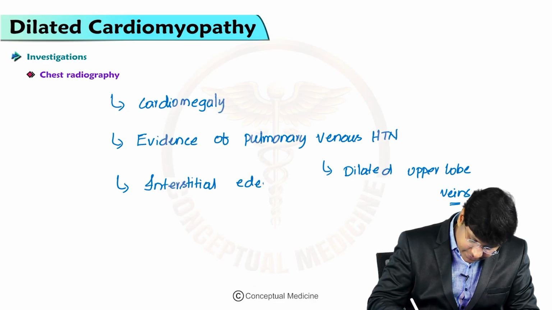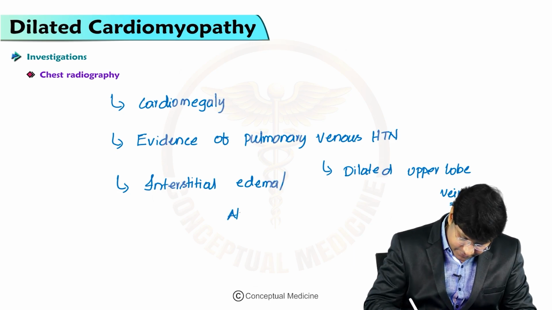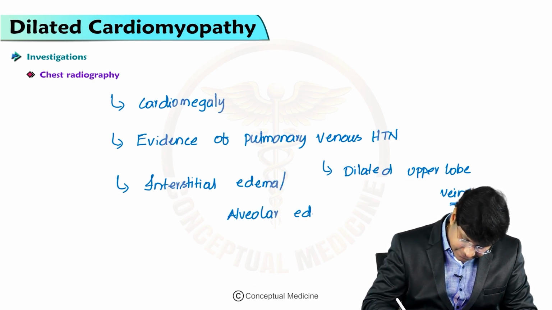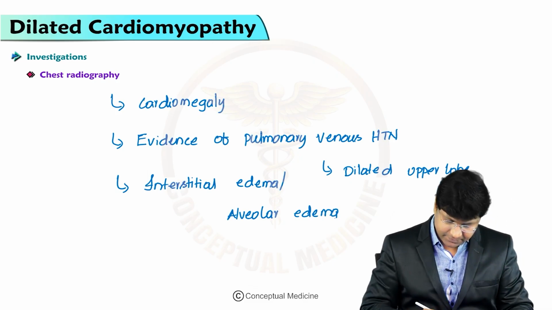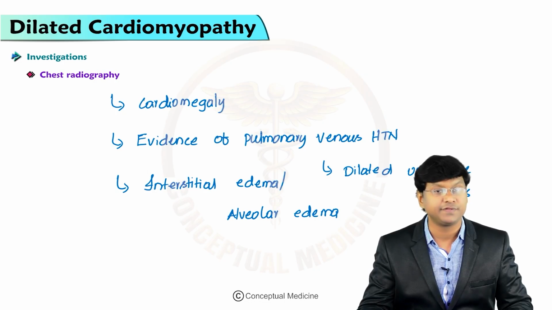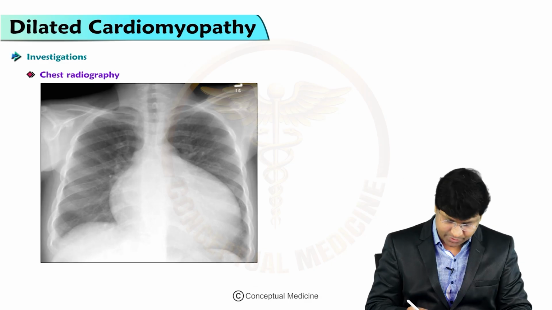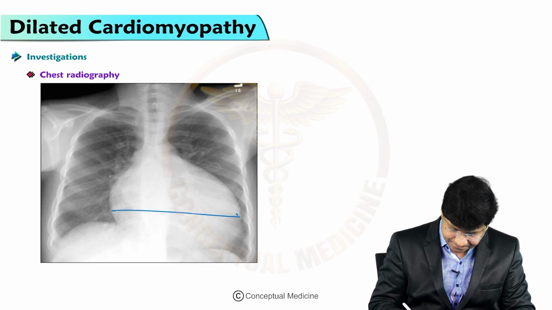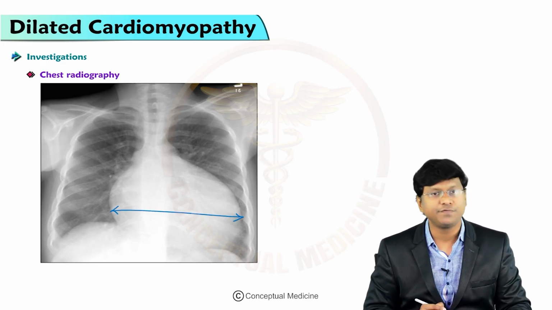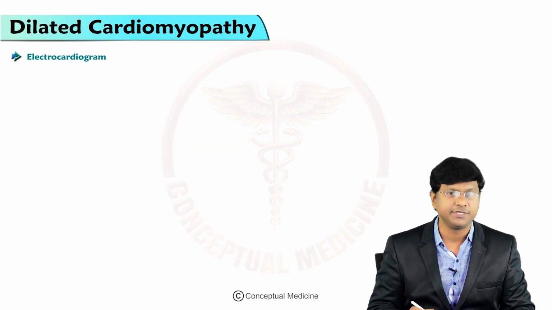interstitial edema, or there will be development of the alveolar edema. So there is development of interstitial edema and subsequently there will be development of the alveolar edema. Now you take the chest x-ray in these individuals, so you can observe that here. Presence of the cardiomegaly.